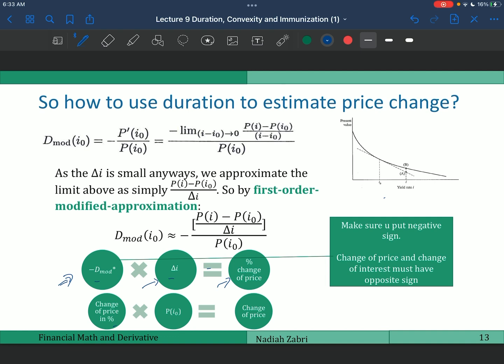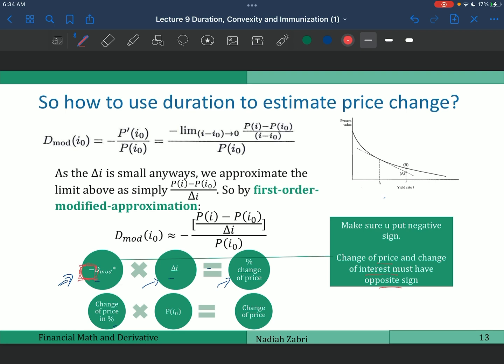Oh, and also please remember to put the negative sign when you are doing this. It really makes sense because the change of price and the change of interest must be of opposite sign. If the yield is increasing, the price has to be decreasing. If the yield is decreasing, the price has to be increasing. It has to be opposite sign.